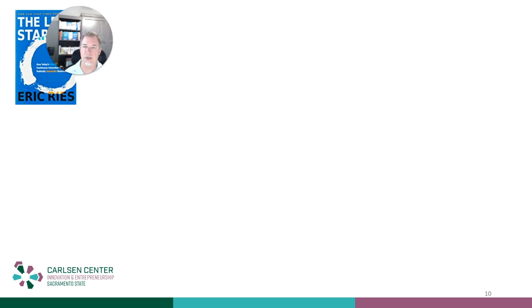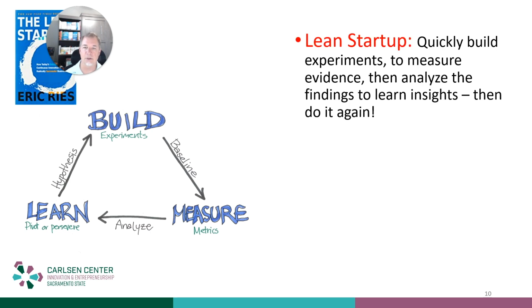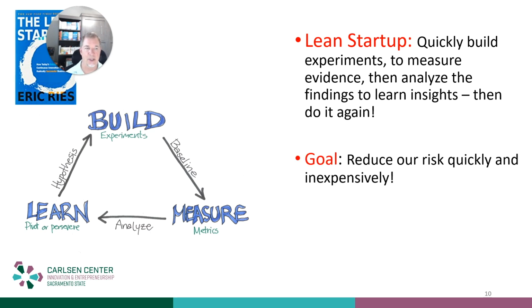This idea of a lean startup you might have heard of. This started about 20, 25 years ago in Silicon Valley, a guy named Eric Ries, and called the lean startup. And this really is just a methodology of how do we quickly build experiments, not build the actual solutions, to measure and gather feedback, learn from it, and keep doing that loop until we have enough evidence that we feel comfortable moving forward. And that is what the lean startup mentality is about. And the goal is to reduce our risk as quickly and inexpensively as we can.